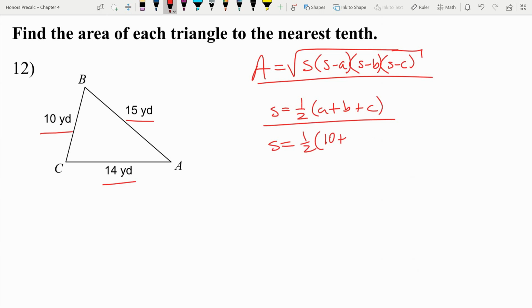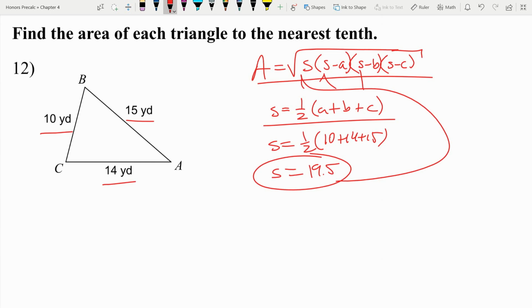So I'll just say 10 plus 14 plus 15. Add all those up, divide by 2. What do we get there? That's 14, 24, it'd be 39 for us. So half of 39 is 19.5. All right, so it's just then taking that S, plugging it up here into each of these spots.